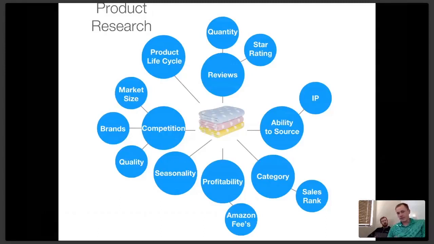What are the average star ratings of those reviews? All these different things, right? And then also things like intellectual property, or IP. Is there a patent out on this type of product? Do I need to be careful with how I source this product because I may be violating something?